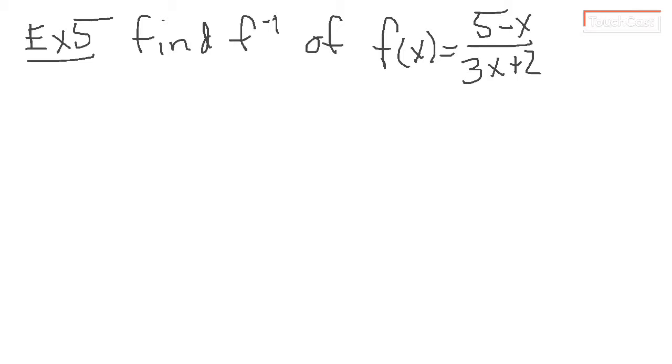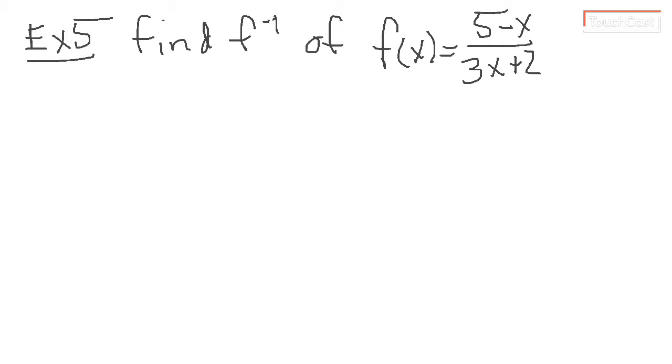So I'm going to tell you right now, I did graph this. You can use a graphing calculator. Just type (5 - x)/(3x + 2) into y = with your graphing calculator, and it passes the horizontal line test. So it's one-to-one. I'm going to move straight into step 2 of finding an inverse.